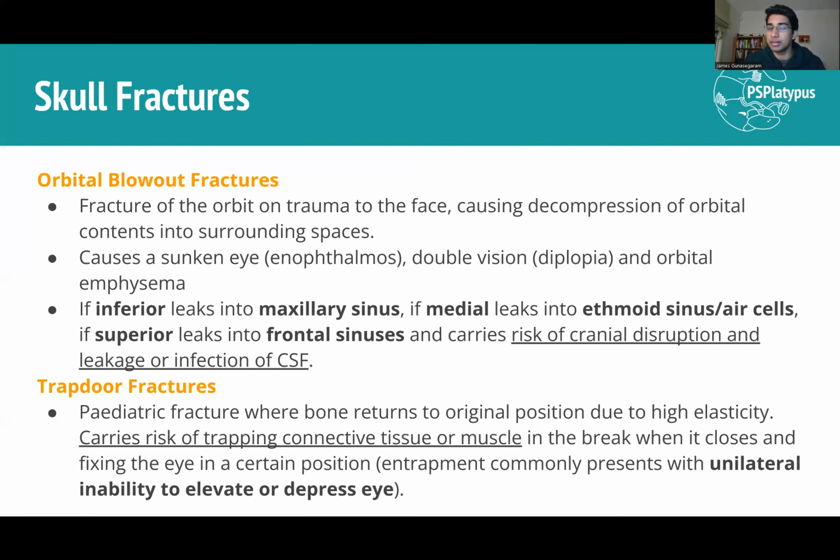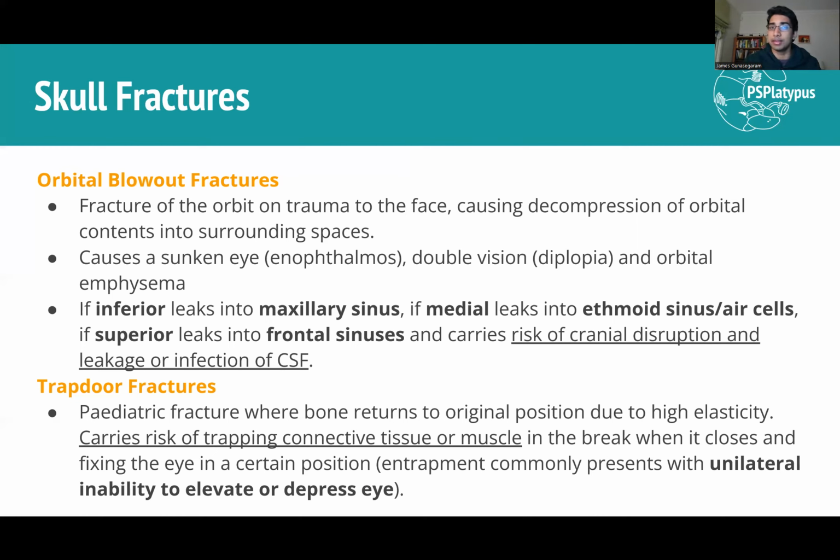Trapdoor fractures, another small little thing. Basically, kids' bones are very stretchy, and so if you break one and it comes back, it's like opening a door, and then you come back and you catch someone's coat in it or something, and it gets jammed in there. In this case, instead of a coat, we're talking about a connective tissue or muscle. The muscle is the easiest thing to spot.